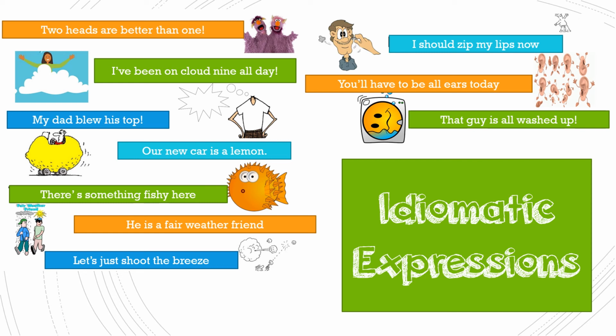Okay, let's shoot the breeze. I want you to go and find out what this idiomatic expression means. Let's shoot the breeze. The next one, I should zip my lip now, means you should keep quiet. The next one, you'll have to be all ears today, means that you should listen very carefully to what's going to happen now. And the last one is, that guy is all washed up. I want you to go and find out for me what the idiomatic expressions are. That guy is all washed up, and let's just shoot the breeze. What do they mean?